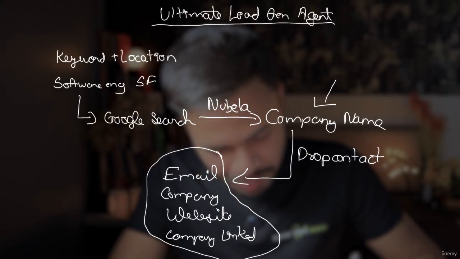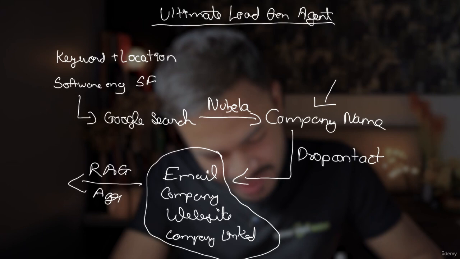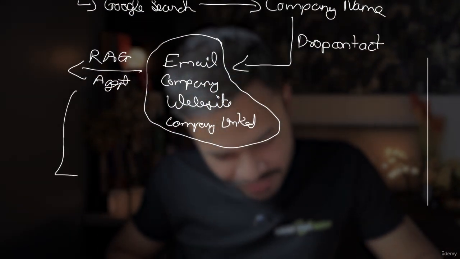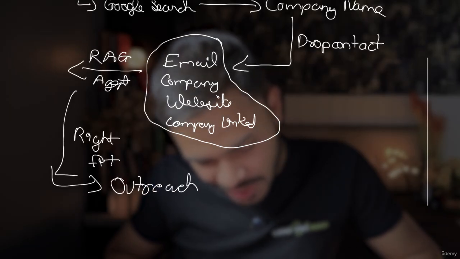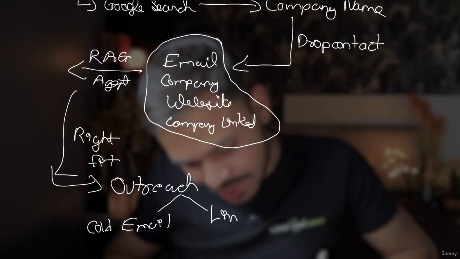What we will do is put it into our RAG agent that will qualify whether this prospect is the right fit for us or not. If it is the right fit for us, it will add them to our outreach campaigns. For example, email, cold email better said, or LinkedIn automation.